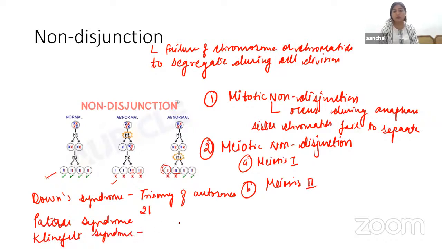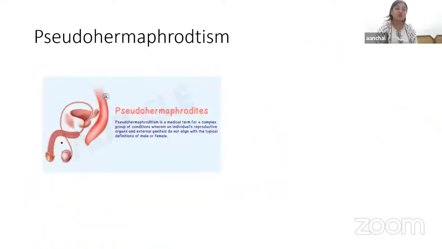Here, trisomy of sex chromosome having one excess number of chromosomes, that is XXY. Okay, so these are the various examples of non-disjunction. Fine. Now, next we have pseudohermaphroditism.